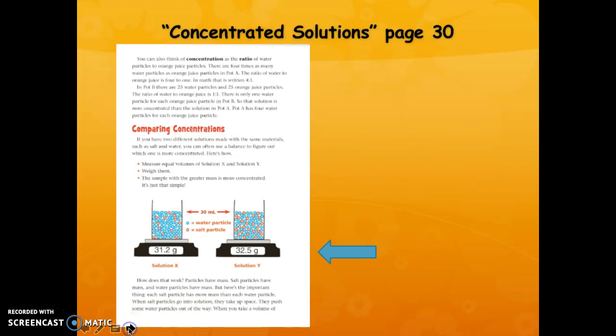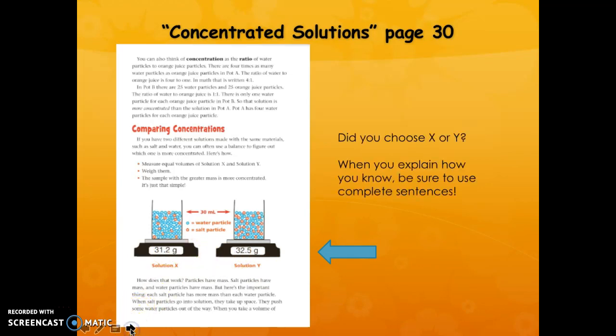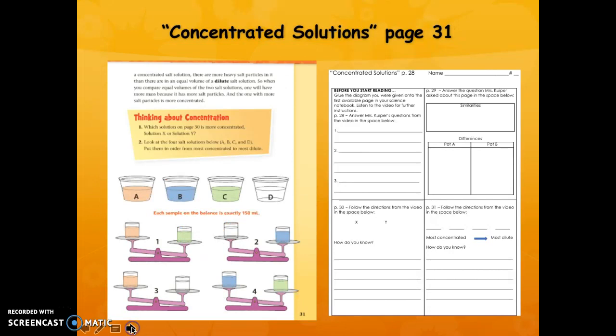All right, so we're going to go on to page 31. Here's your little hint. If you weren't sure how to answer that, check out the scales. Did you choose X or Y? And when you explain, make sure you use complete sentences. If you did not use complete sentences, go back and fix that part. All right, so we're going to finish this off now.